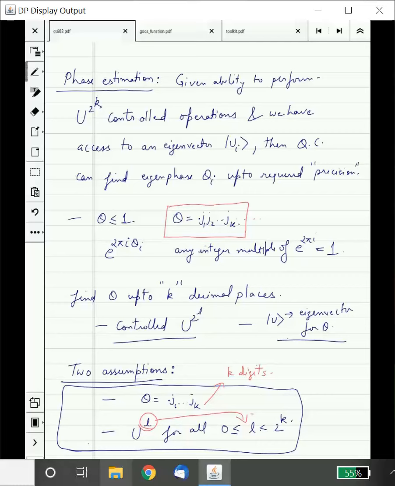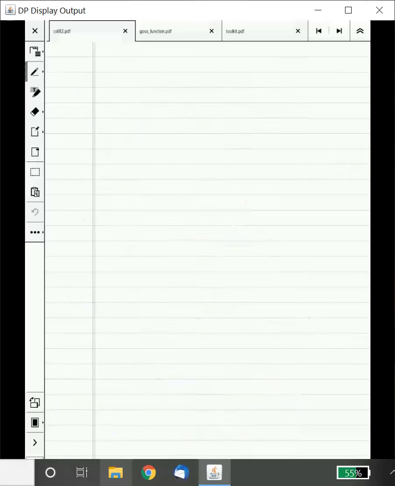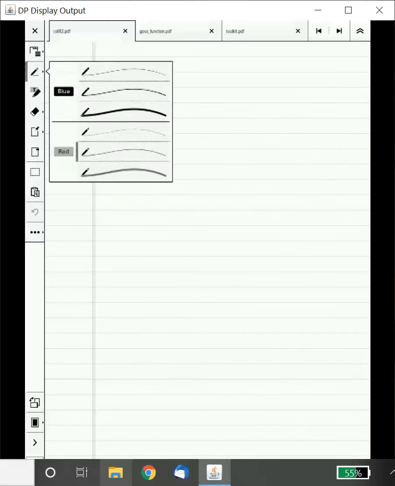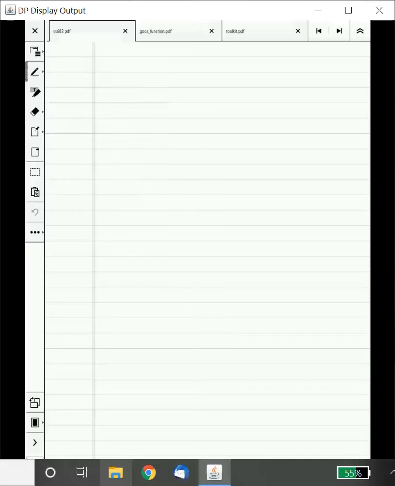The process is not very difficult. Let's see. It will be very, very similar to what we have been doing. Just we will have this extra register. Remember, we have access to the eigenvector. So let's take two registers. One is 0, one is u. This is going to be k qubits. This is the required amount of precision for the algorithm.